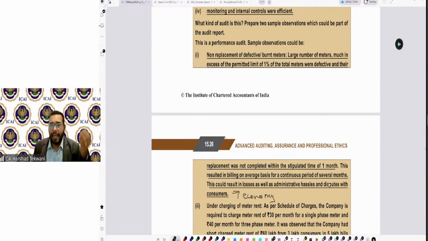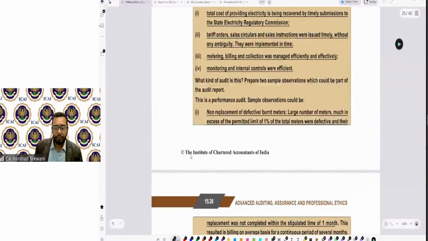So basically you can say, when I talk about economy, I talk about minimizing the cost of the input. When I talk about efficiency, I talk about the input-output ratio. And when I talk about effectiveness, I talk about maximizing the output, or whether that output is sufficient or not. Clear? Any doubt? Any doubt, guys?